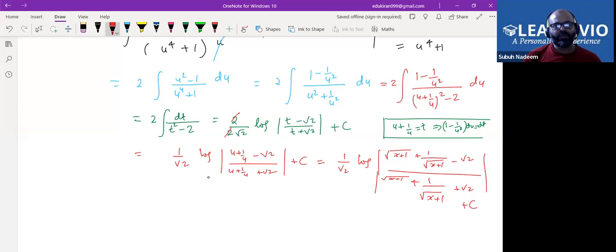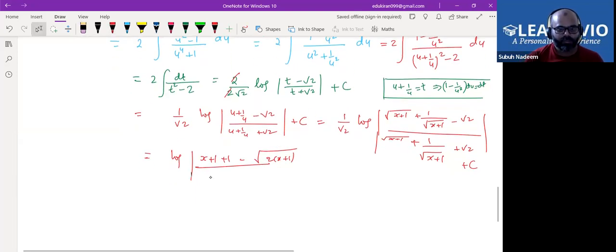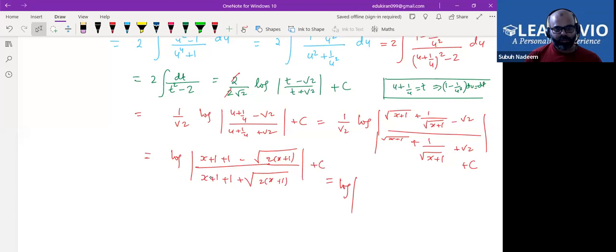Now, if you want to take LCM, then that is also fine. You can write it as log of x plus 1 minus root 2 root over x plus 1 by x plus 1 plus root 2 root over x plus 1 plus c, which is log of x plus 2 minus root over 2x plus 1 by x plus 2 plus root over 2x plus 1 plus c.